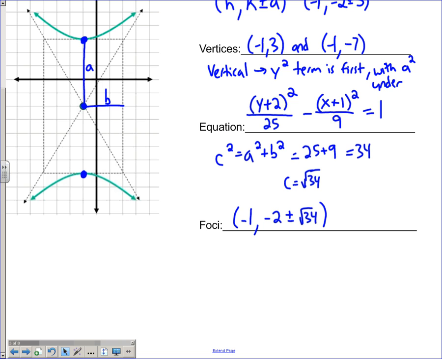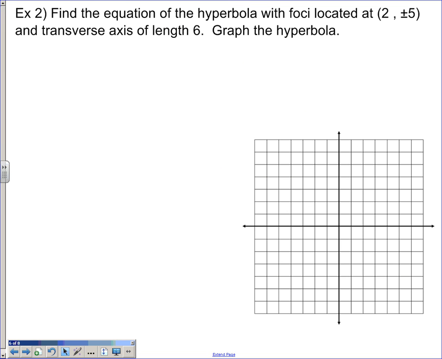Okay, our next example, instead of being given a graph, we're given some information. We need to produce the graph. The first piece of information says find the equation of the hyperbola with foci located at 2 plus or minus 5. If our foci are located at 2 plus or minus 5, we can graph those real quick. 2, 5, and 2, -5. That's going to tell us that our c value is equal to 5.